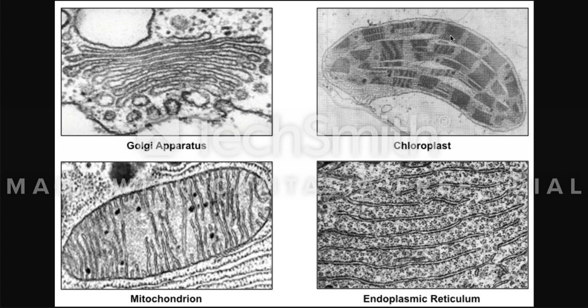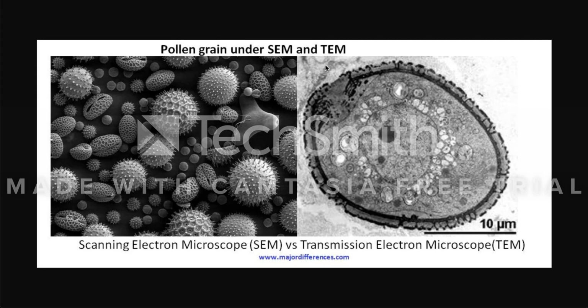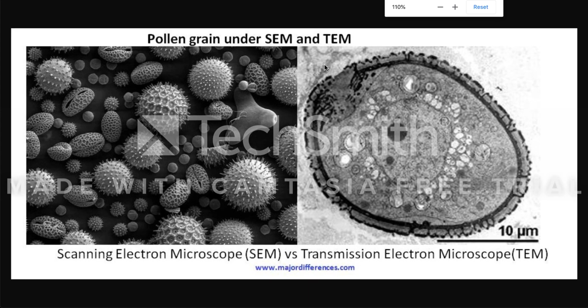And you don't need to know these two organelles here, the Golgi apparatus and the endoplasmic reticulum. These two are organelles inside the cell, but that would be going into a much higher level of biology. So how do we actually see these two images, right? When you're looking at microscopes, there are two major types of electron microscopes. There's the SEM and the TEM, which stand for Scanning Electron Microscope and the Transmission Electron Microscope.